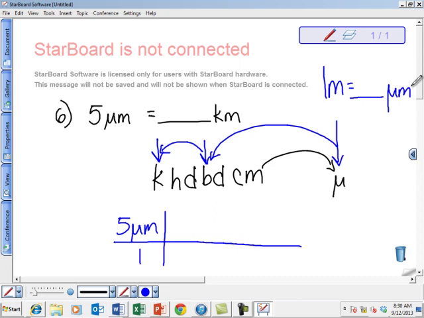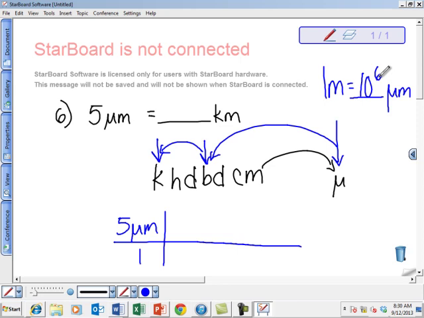What is the power of 10 for micro? It is -6. But we should understand that there are many micrometers in a meter, so we're going to change that -6 to +6. You got it. So this is going to be 10 to the +6. There is your first conversion factor.